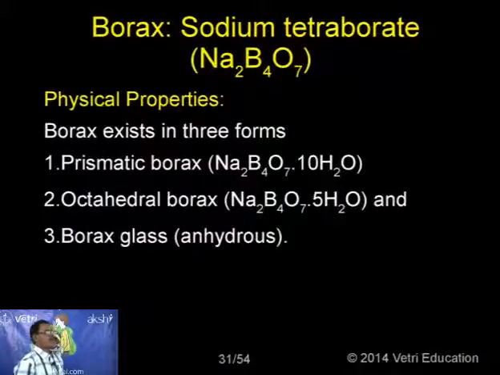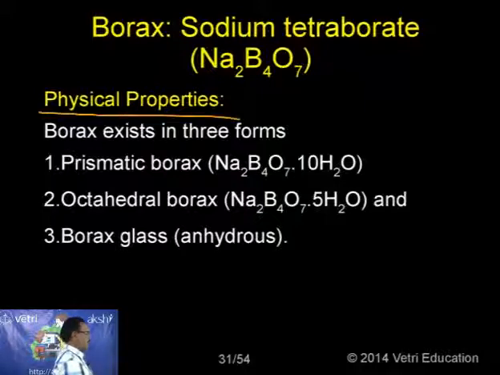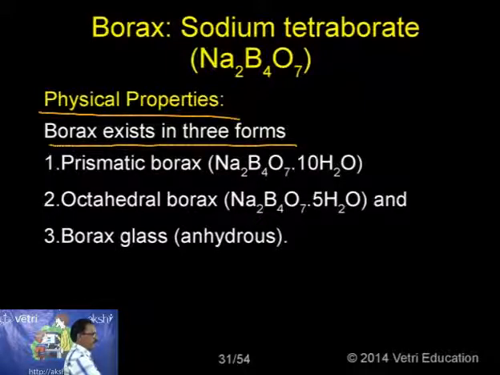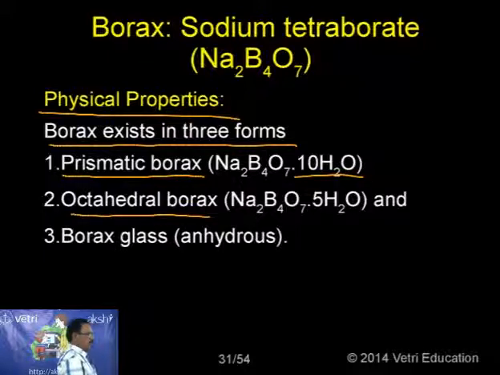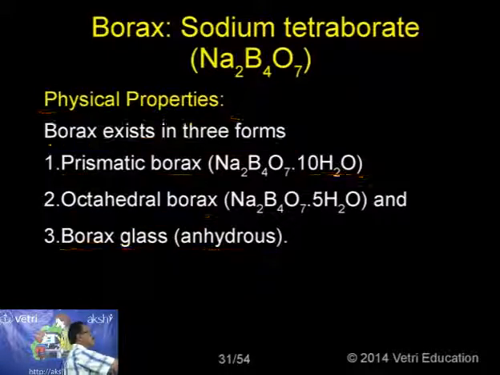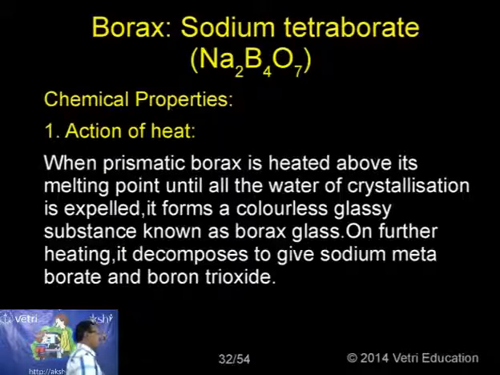Properties. As usual, first I will discuss the physical properties of sodium tetraborate. Borax exists in three forms. What are they? Prismatic borax, Na2B4O7·10H2O, octahedral borax, Na2B4O7·5H2O, and borax glass, anhydrous. So these exist in three forms. Okay, coming to chemical properties.